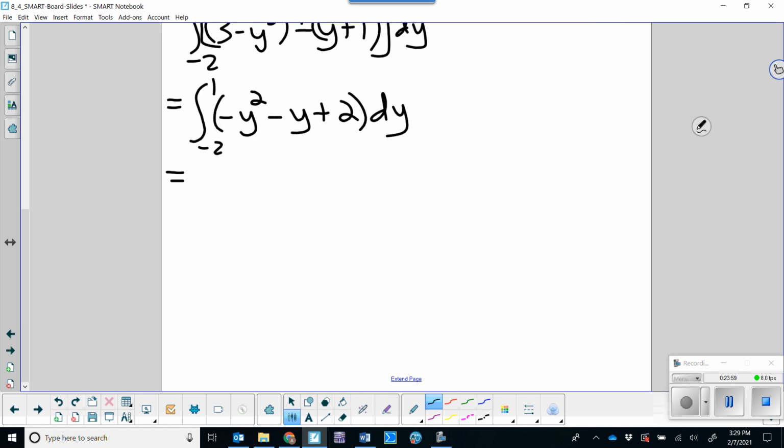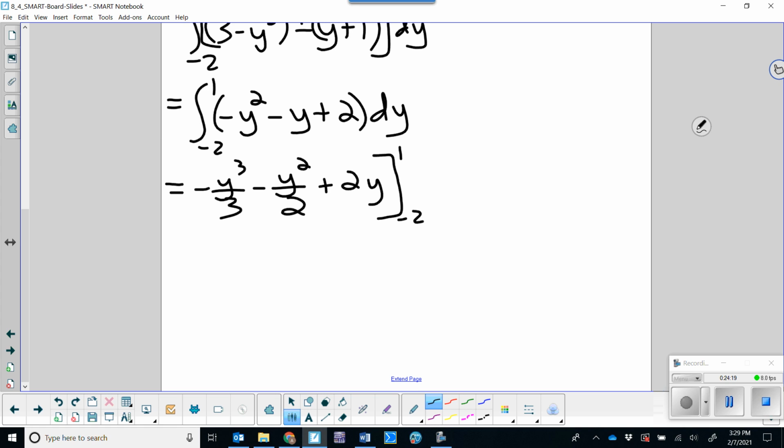So if you like to put the subtractions last and the 2 first, it makes no difference. That's irrelevant as long as the signs are correct with the numbers. Okay, so I get minus y cubed over 3 minus y squared over 2 plus 2y. That should be second nature now and really fast. And I'm going from -2 to 1.